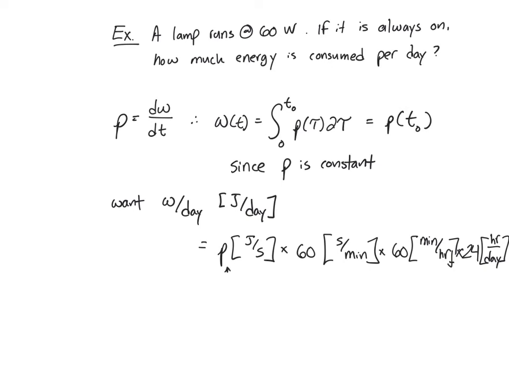And of course power is 60. So we do that multiplication and we end up with 5.18 megajoules per day. Mega being 10 to the 6.